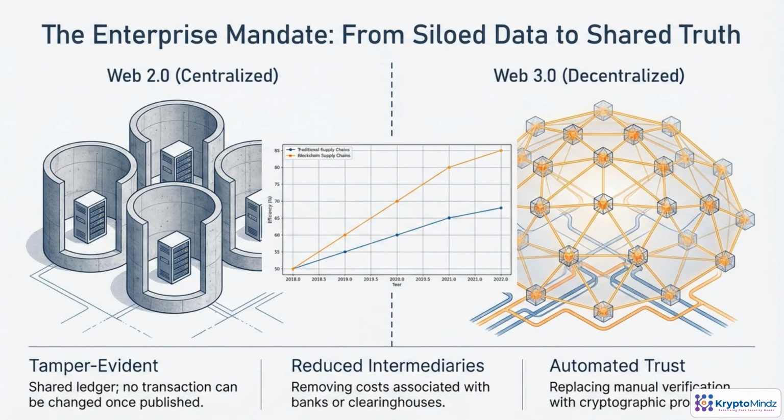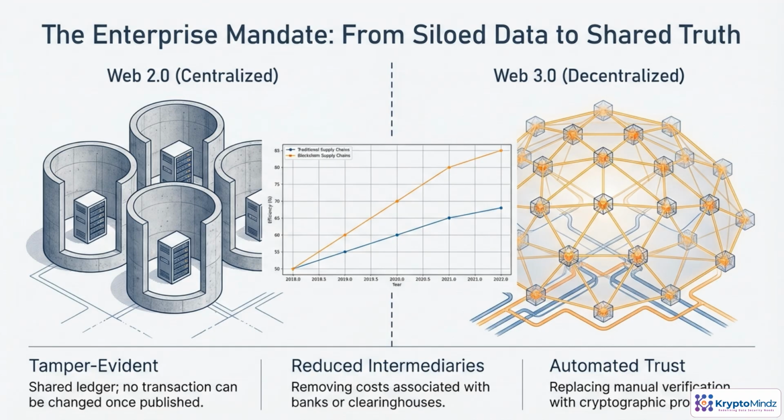Today, organizations are under pressure to replace fragmented databases with a shared, verifiable record of activity. In the Web 2.0 model, each party maintains its own copy of data, so reconciliation, disputes, and fraud checks are slow and expensive. A Web 3.0 approach introduces a shared ledger.